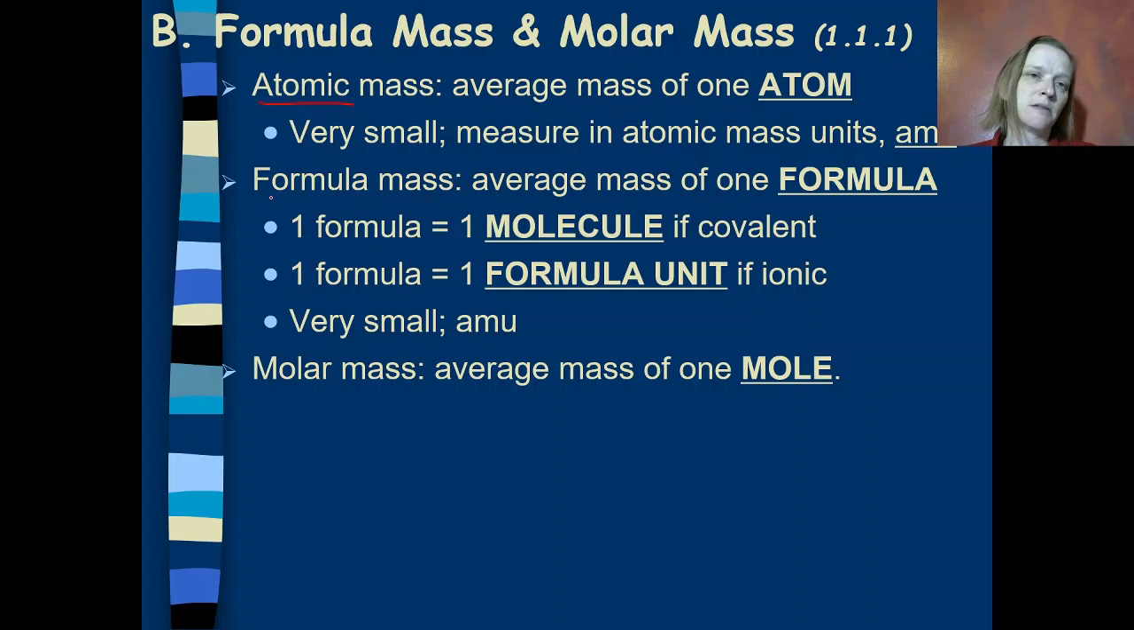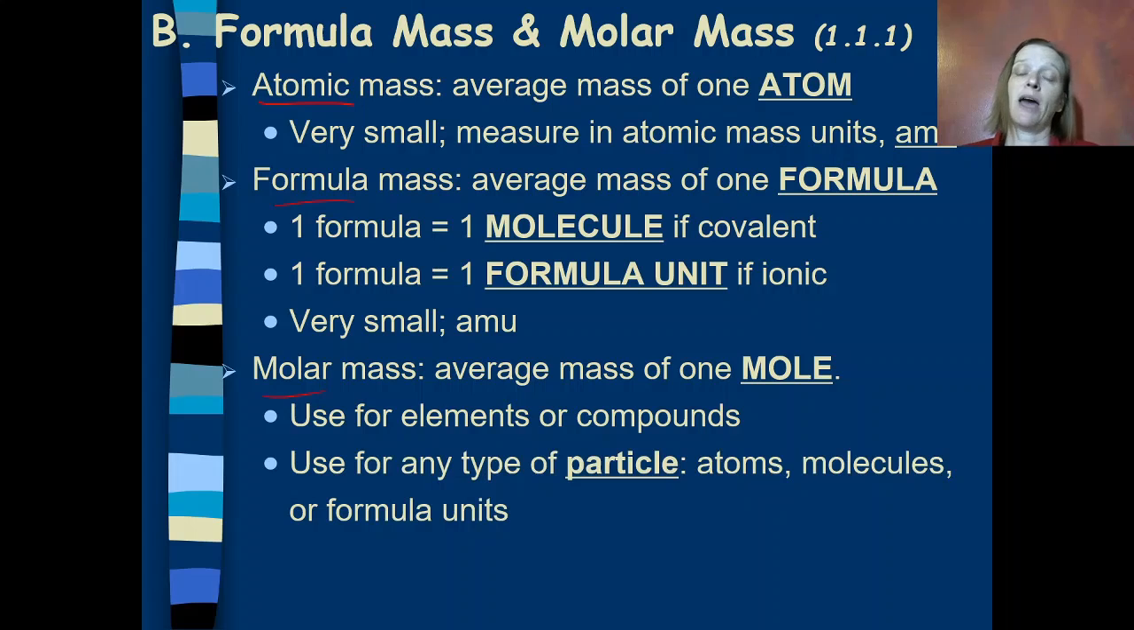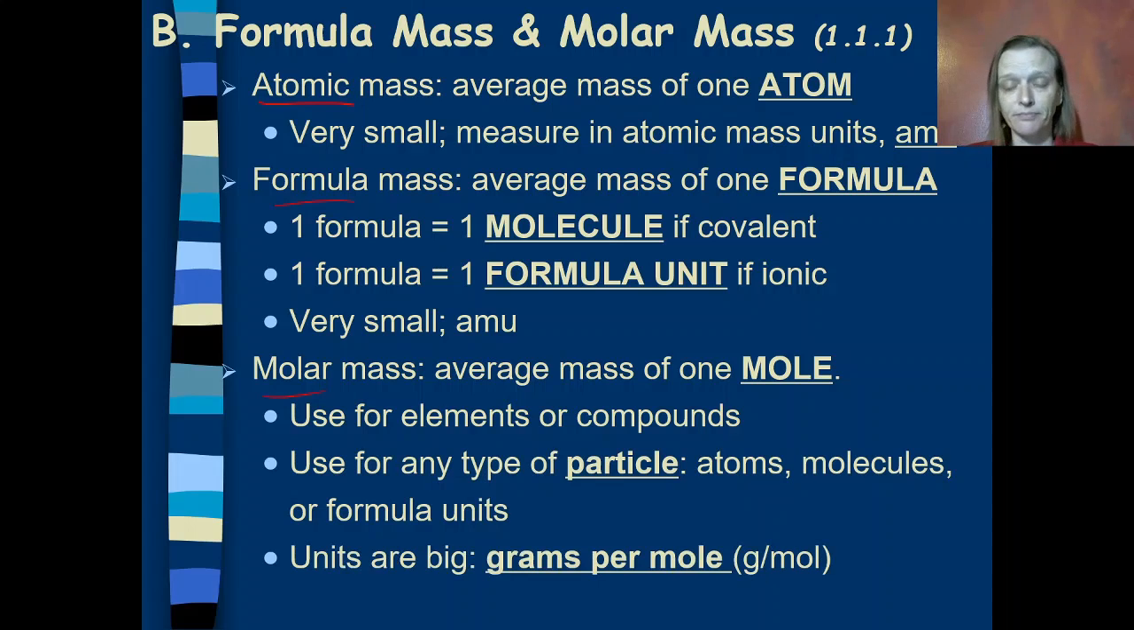Molar mass is the mass of one mole. Remember, a mole is huge. Molar mass is nice because it's a word that applies to both elements and compounds. It doesn't matter if it's ionic or if it's covalent, the word molar mass works for it because you can have 1 mole of anything, any type of particle. It can be atoms, molecules, or formula units. As I said, these units are big. They're given in grams per mole because a mole is that huge number, 6.022 times 10 to the 23rd. So now we're measuring units in grams per mole.